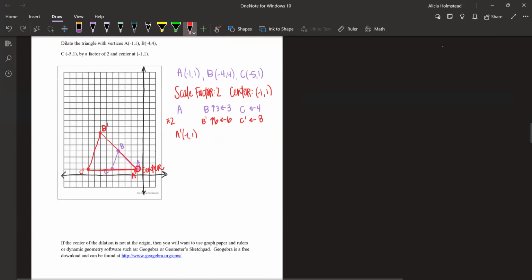This note at the bottom just says on your homework, you're going to want to make sure you do this on graph paper. You're also welcome to play around with dilations on things like GeoGebra and Geometer's Sketchpad. Maybe we'll do that someday in the future, but you're welcome to look at that if you're interested.